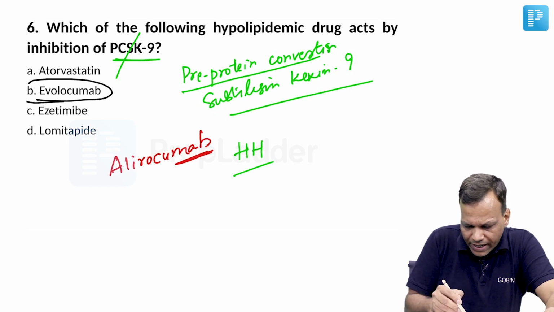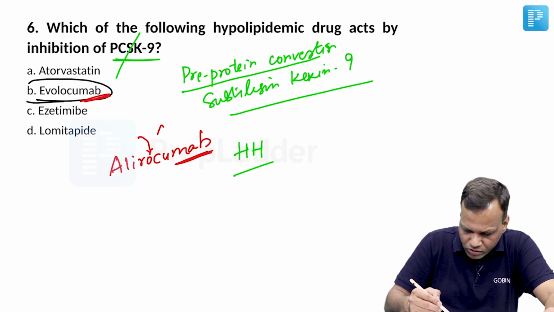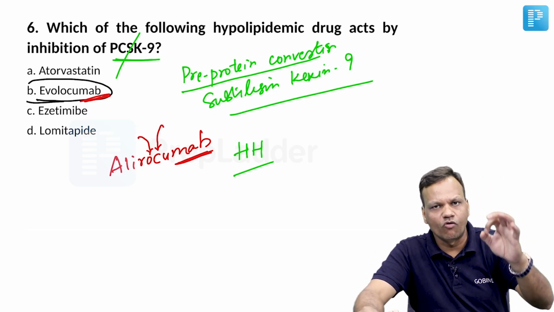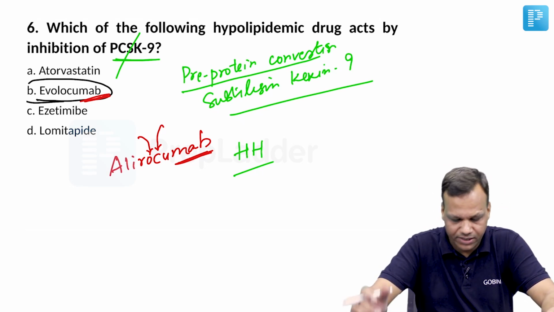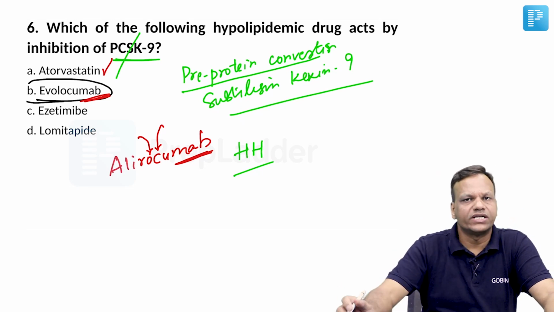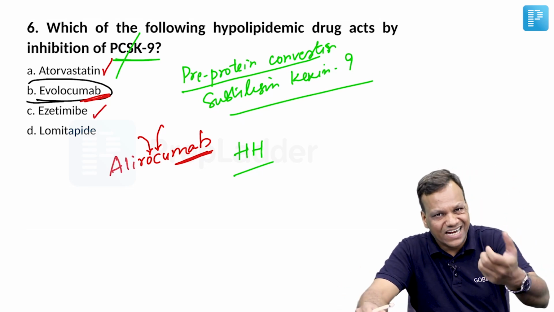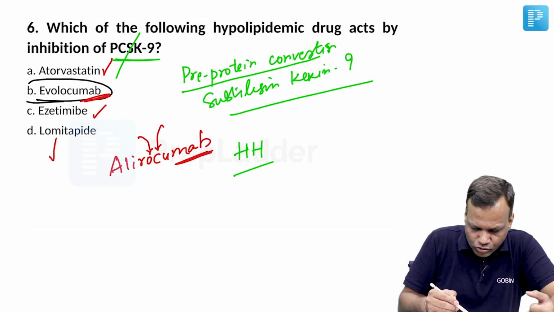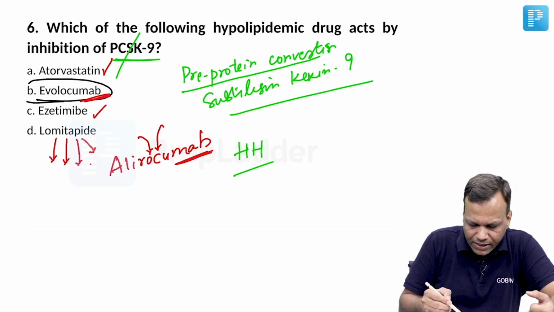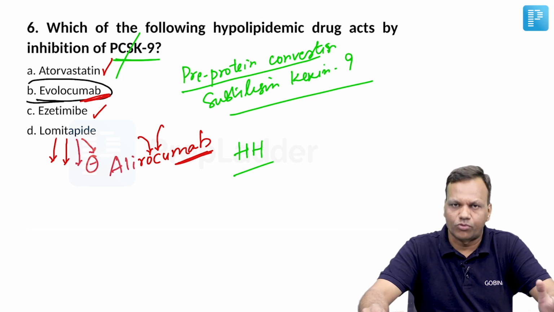These are monoclonal antibodies against PCSK9, and their name contains OC, which means they are used when there is over cholesterol, excessive cholesterol. They are hypolipidemic drugs. Atorvastatin, we know it is an HMG-CoA reductase inhibitor. Ezetimibe inhibits the intestinal absorption of cholesterol, and lomitapide, the name says it is a microsomal triglyceride transport protein inhibitor. It inhibits the microsomal triglyceride transport protein.